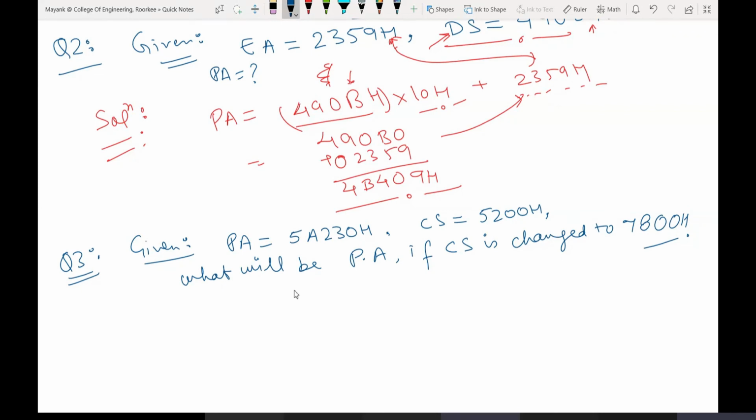Yes, sir. Where did G come from? Sir, 80230H. Yeah, 80230 is fine, but I'm just surprised from where G came. In the hexadecimal number system, the last alphabet we use is F. Don't go beyond that.